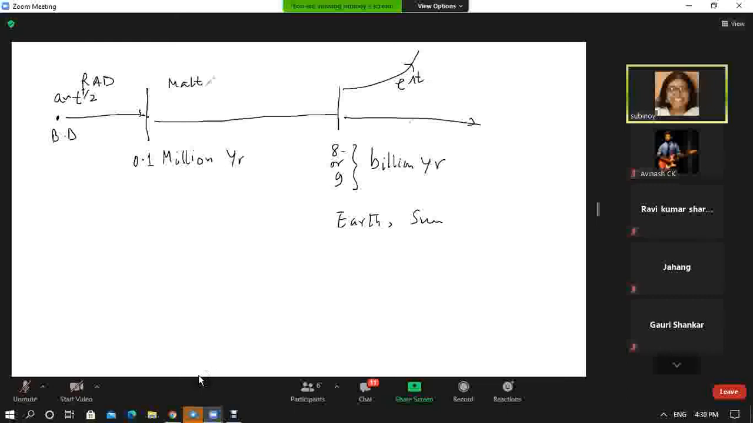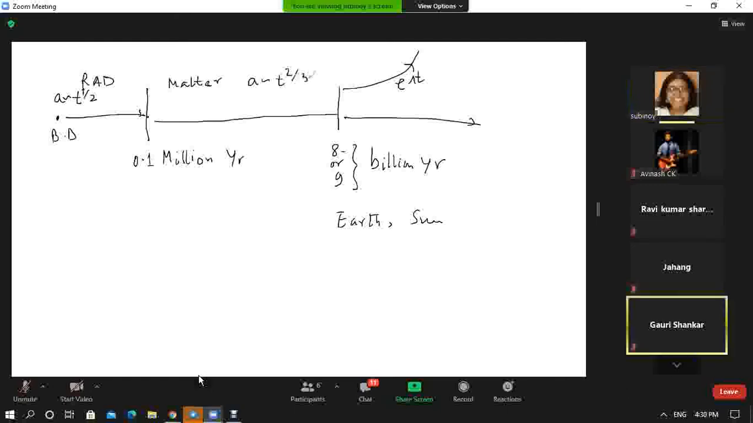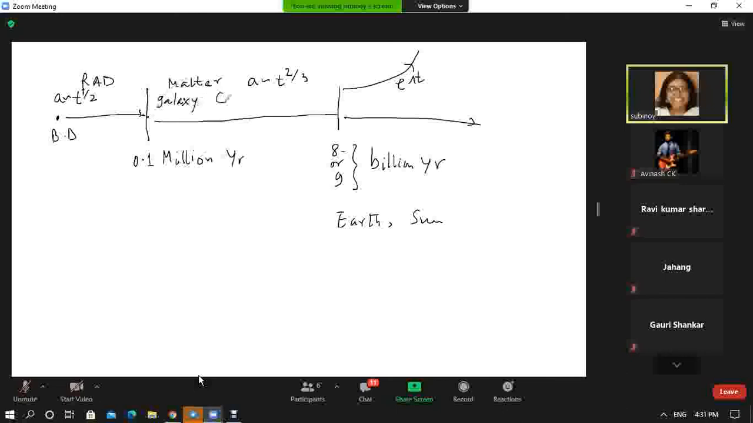And here in the matter-dominated era, how was space going? t to the power 2 by 3. Very nice. So now there is something amazing that we'll do in the last class. Ravi is working, Ravi knows that. It is called perturbation theory. We'll come to that later. But right now, just know that galaxies can only form in this matter-dominated era.